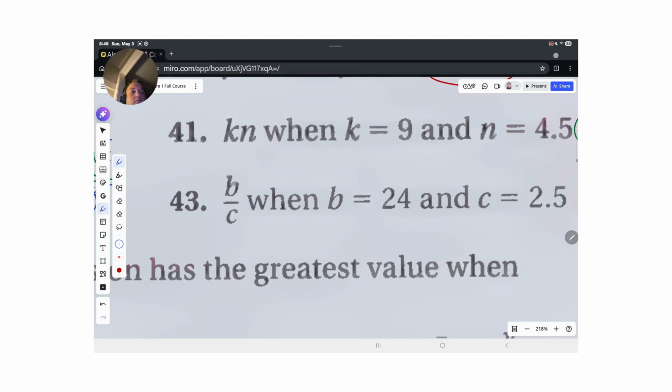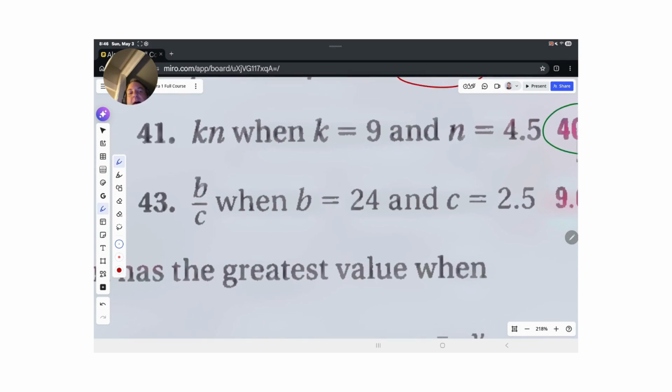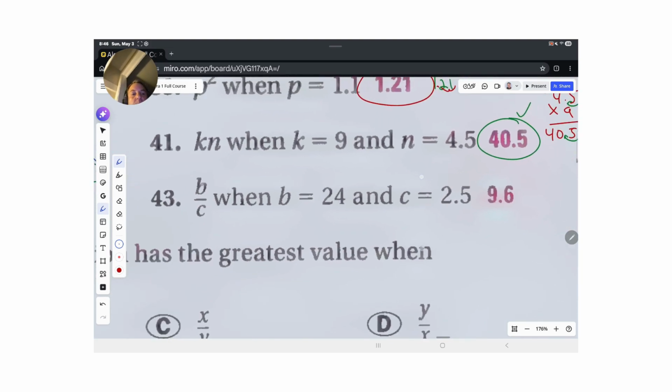43. B divided by C or B over C when B is equal to 24 and C is equal to 2.5. All right, let's go ahead and plug those in. 24 divided by 2.5. Let's practice that skill. Here we want to bring our decimal place over once and also here. What we do on the outside, we want to do on the inside. What we do to our divisor, we do to our dividend.